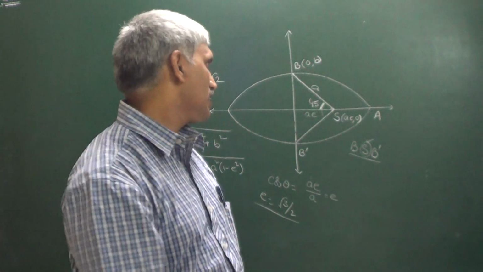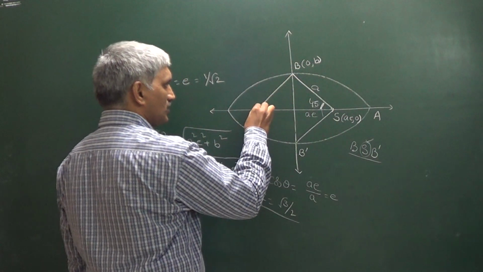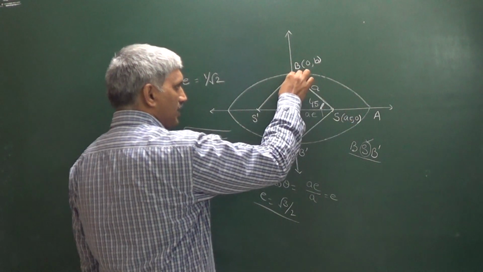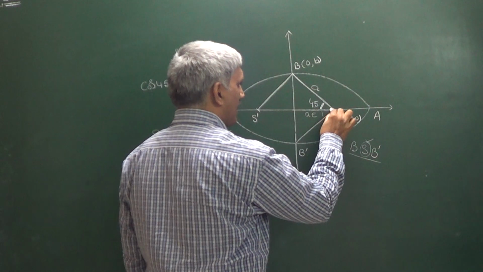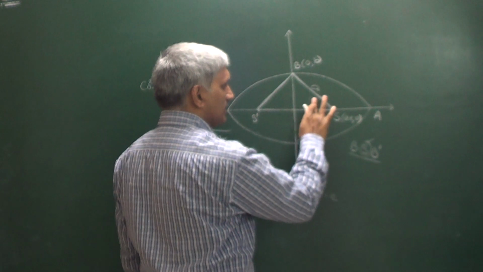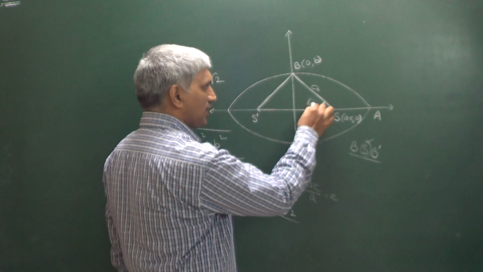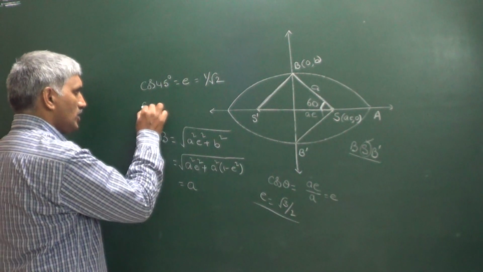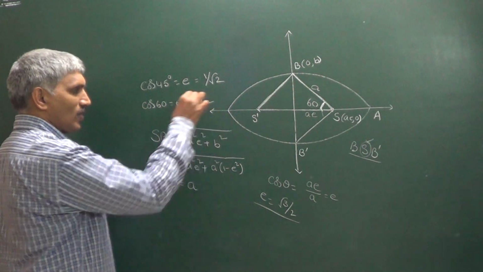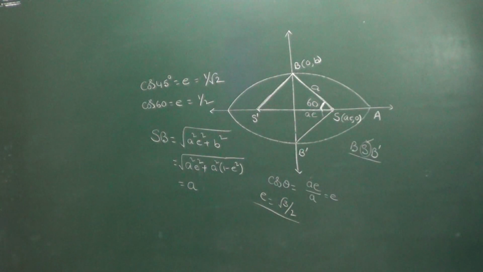Now another question here is S B S dash. Now this S B S dash is an equilateral triangle. Then what about the eccentricity? In that case, this theta becomes 60 degrees. Then what is cos 60? Cos 60 degrees is equal to the eccentricity, that is equal to 1 by 2. So that is the way of finding the eccentricity in different cases, right?